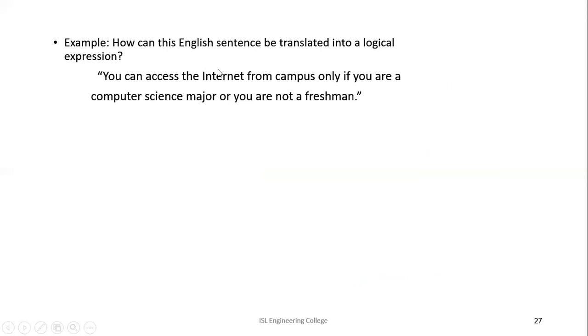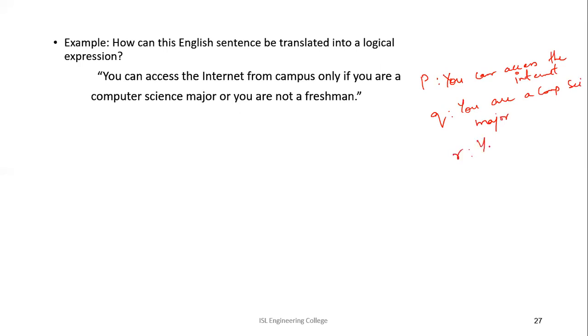Now the next example is how can this English sentence be translated into a logical expression? For this, the statement is you can access the internet from campus only if you are a computer science major or you are not a freshman. So first we have to do the same thing, that is create our simplest propositions. P is you can access the internet. Q will be you are a computer science major. And R is you are not a freshman.